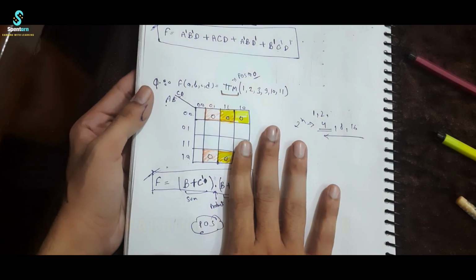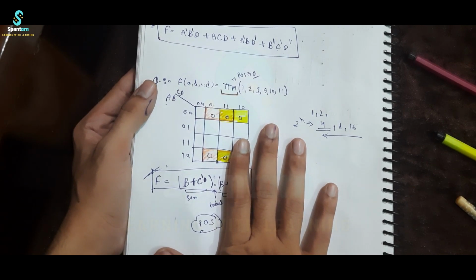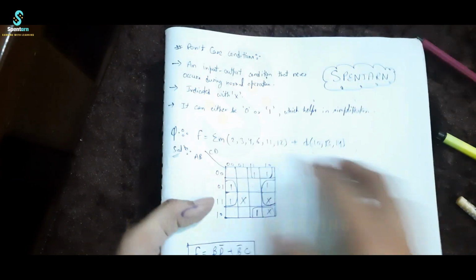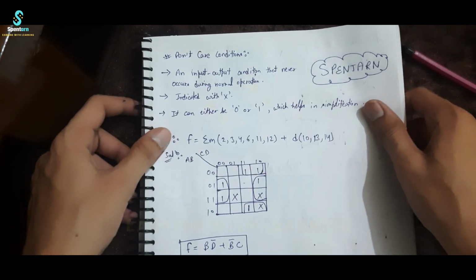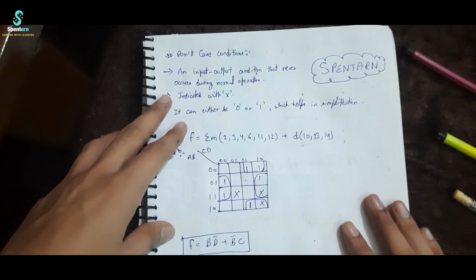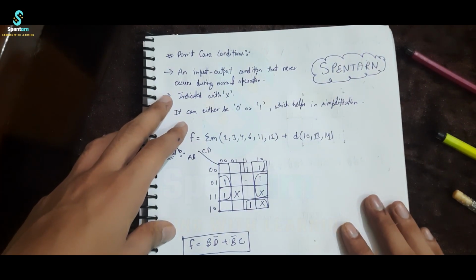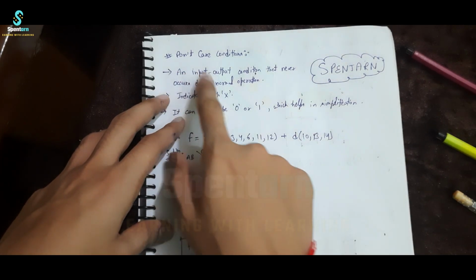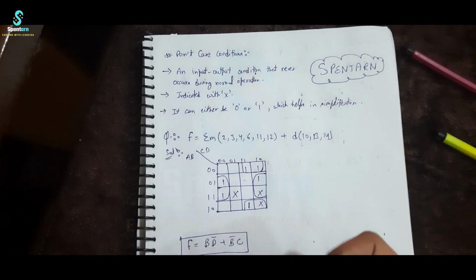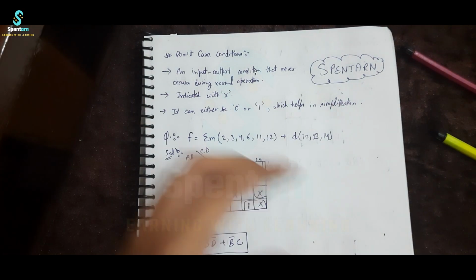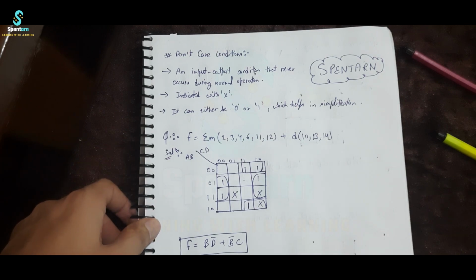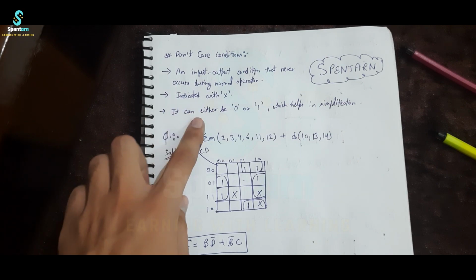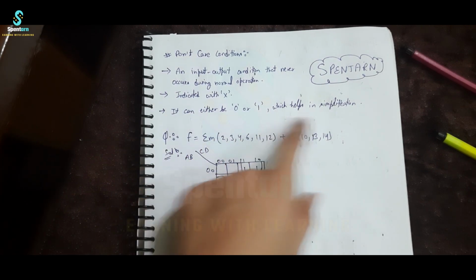Similarly, to reduce the whole expression again, we have another format, which is the don't care condition. So what is the don't care condition? We will get to know here. A don't care condition is something which does not have any direct impact on our system. We can say it is an input output condition that never occurs during normal operation, and for the simplification of our equation, we generally use them. It is indicated with x, and it can either be 0 or 1, which helps in our simplification.